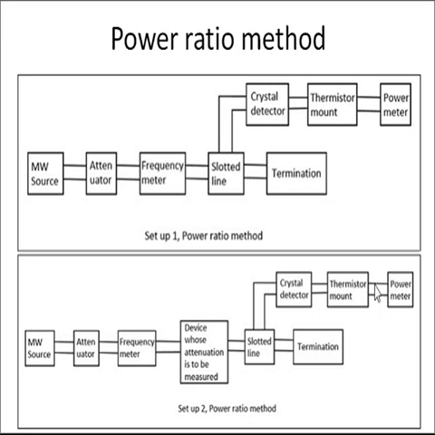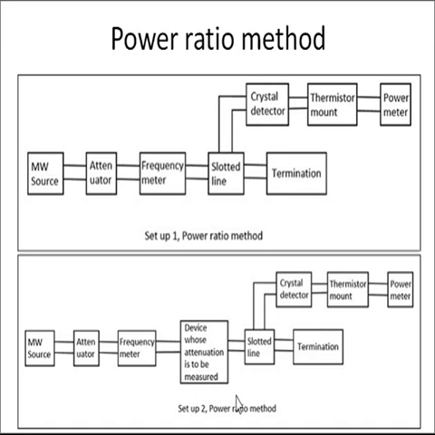Now the power meter reading in setup 1 is taken as P1 and the power meter reading in setup 2 is taken as P2, and by taking the ratio of the powers in these two setups we can get the attenuation value provided by this device. So this is how the attenuation provided by a particular device can be known.